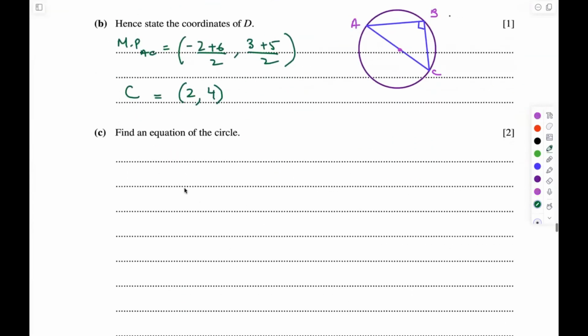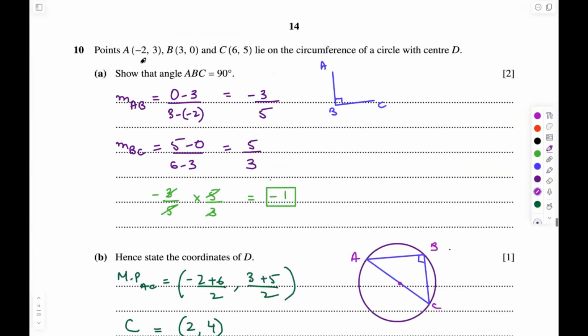In part C, we have to find an equation of the circle. Now, the general formula for the equation of a circle is given by (x minus a) whole squared plus (y minus b) whole squared equals r squared, where (a, b) are the coordinates of the center of the circle. Now, we already have the coordinates of the center of the circle. To find the radius, we'll find the length of AC and then divide the answer by 2.